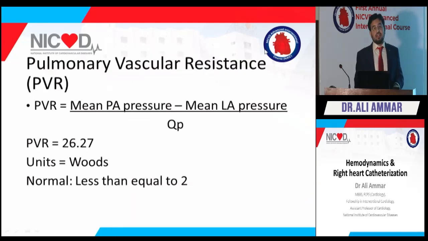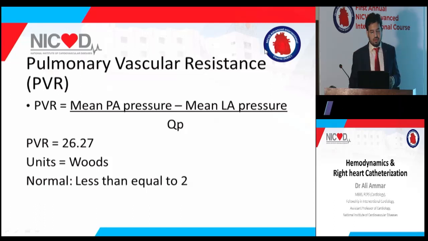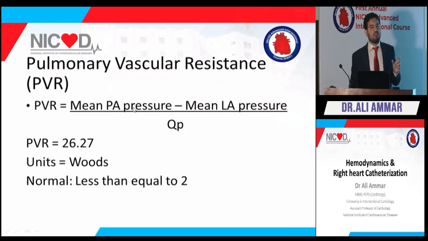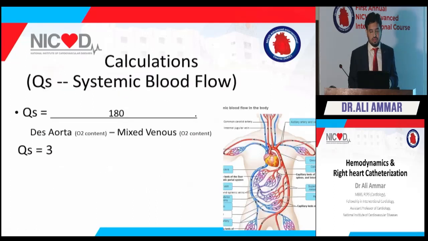Then comes an important thing which we have to measure, and for which we did all these maneuvers. That was the pulmonary vascular resistance. So for that we will need the mean pulmonary artery pressures, and we will subtract the mean LA pressures from them. So here is the importance of LA pressures, and then we will divide it by the pulmonary blood flow. Its units are in volts, and the resistance of our patient was 26.27. And what is the normal? The current guideline shows that it should be less than 2.